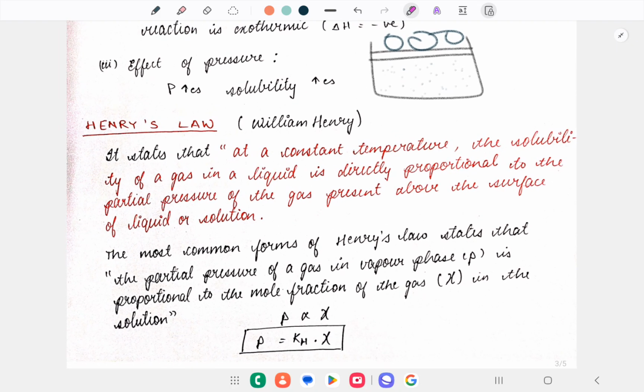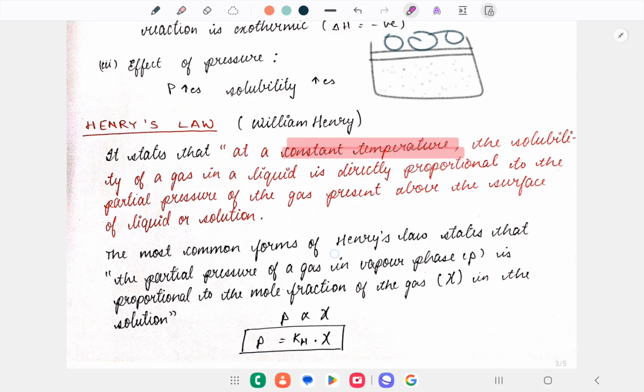William Henry was the first to give a quantitative relationship between pressure and solubility of a gas in a solvent. That is why it is called Henry's law. It states that at a constant temperature, the solubility of a gas in a liquid is directly proportional to the partial pressure of the gas present above the surface of the solution or liquid.